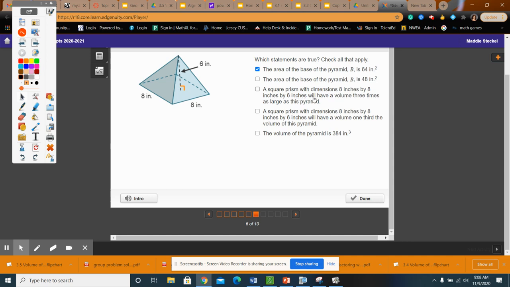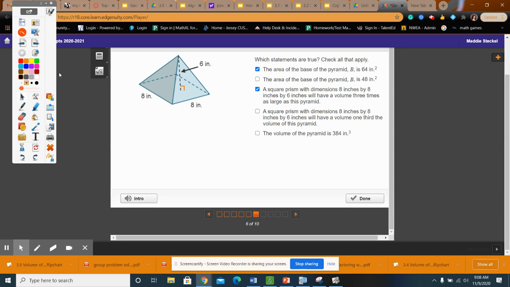A square prism with dimensions 8 by 8 by 6 will have a volume that's 3 times as big. That's true. If this was a prism instead of a pyramid, you would have had to divide it by 3 or multiply by 3 to get there. A square prism would have 1/3 of it. No, a square prism has more than this.